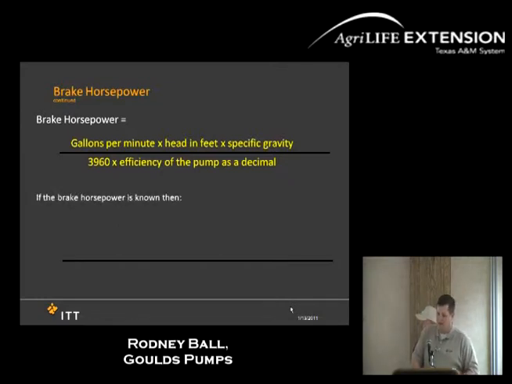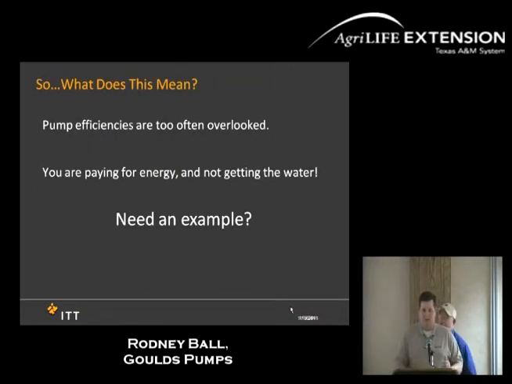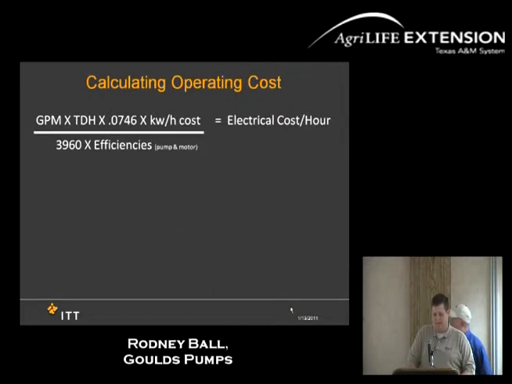Now we want to look at the overall efficiency. We know brake horsepower, so how do you get your efficiency? There is a calculation very similar to the brake horsepower: your gallons per minute times your feet of head times your specific gravity, which is always 1, divided by your 3960, which is your constant, multiplied by your brake horsepower. You wonder what that comes out to. Overall, it tells us what it does to you as a whole when you start doing your calculations. You can look at some of your efficiencies, and this is what we're going to do later in the presentation to show what it can cause.